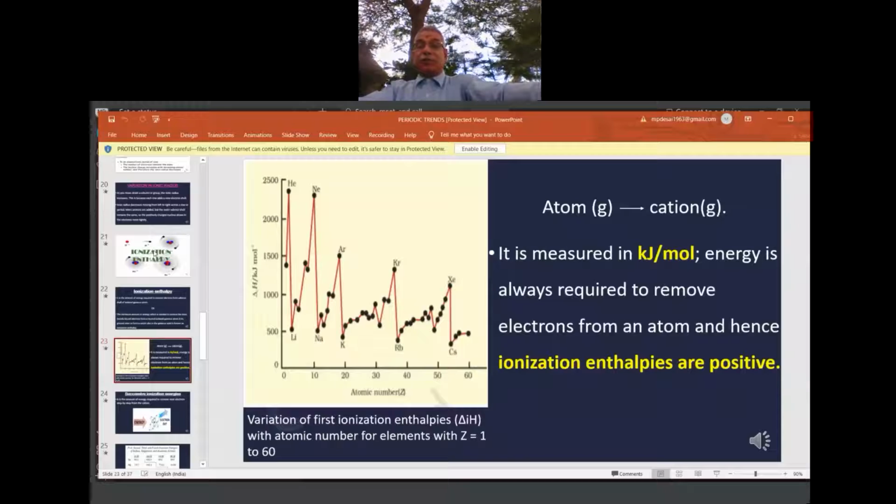Please see the extreme right part. The atom has become a cation, both in the gaseous state, the free state, easy to handle. It is measured in kilojoules per mole, as already told. Energy is always required to remove electrons from an atom, and hence ionization enthalpies are positive. Most important here. That's why it is written with a different color. Whenever energy is given out, we use the plus sign. When energy is taken, we use the minus sign.